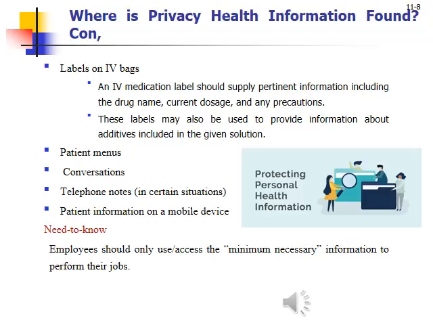Labels on IV bags. An IV medication label should supply patient information including the drug name, current dosage, and any precautions. These labels may also be used to provide information about additives included in the given solution. Patient menus, conversation, telephone notes in certain situations, patient information on a mobile device. Need to know. Employees should only access the minimum necessary information to perform their jobs.